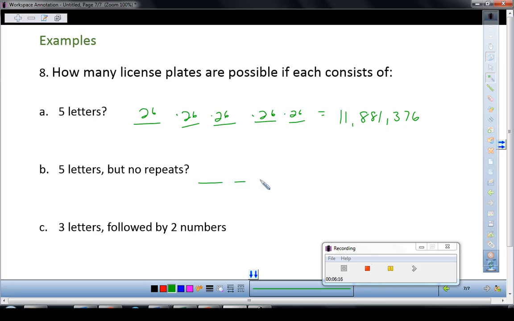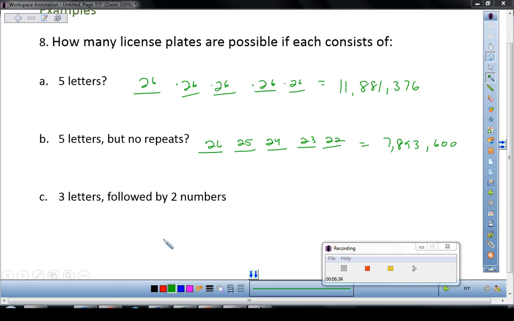5 letters but no repeats. So I still have the 5 blanks for the license plate, but now I have 26 letters, 25 letters, 24, 23, and 22. And that gives me the 7,893,600.